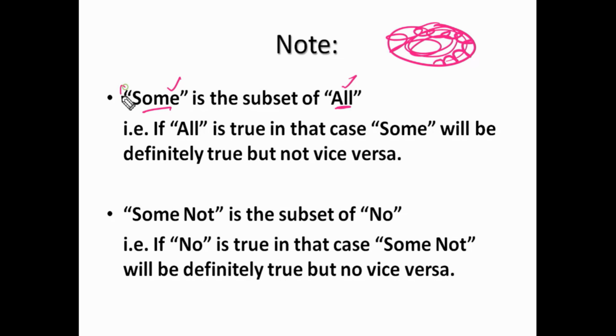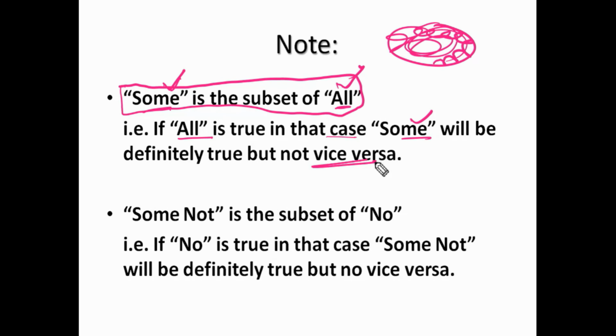So the intention in giving this type of statement is that for any set of statements, if the all conclusion follows, automatically the some conclusion will follow. If all is true, in that case some will definitely be true, but not vice versa. All may not be true in all the cases in which some follows, but some will definitely be true in all the cases in which all follows.